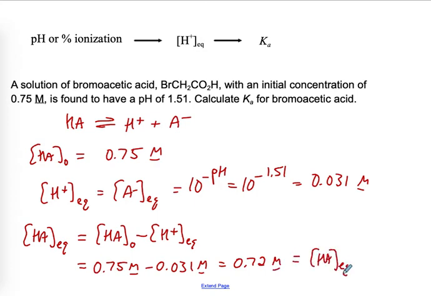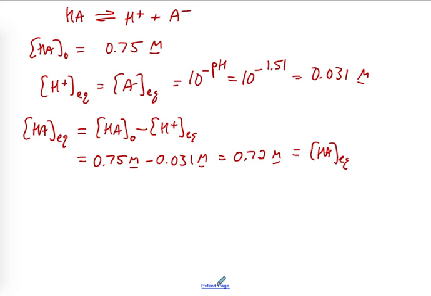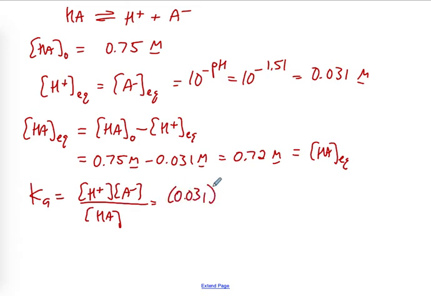concentration of HA. To solve for Ka, I simply plug it into the Ka expression. Ka is H plus times the concentration of conjugate base divided by HA. These are all equilibrium concentrations. 0.031 quantity squared over 0.72, or 1.3 times 10 to the negative third.